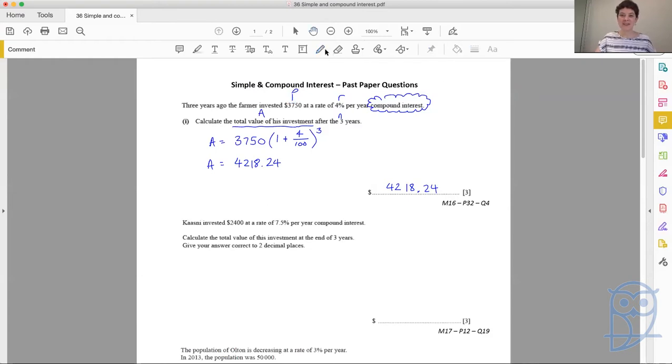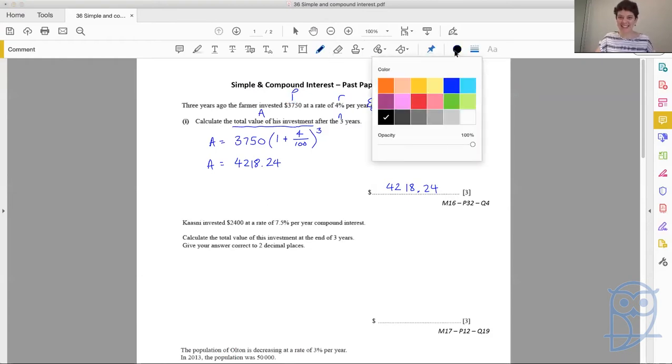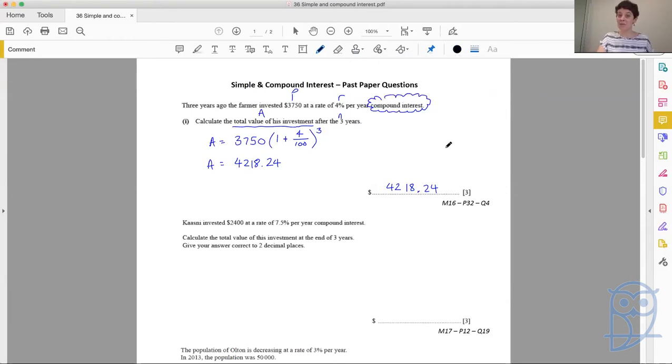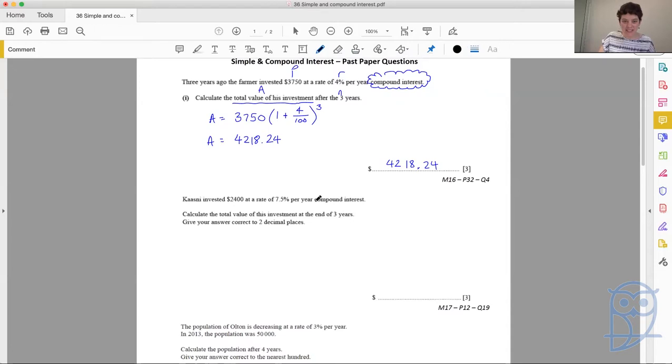We're going to do a little bit of a dodgy on the next question. We're going to change it slightly because I was finding lots of compound interest questions. So let's just change this one here to a simple. We're going to work through exactly the same process as we did on the previous question. So Karsni invested $2,400 at a rate of 7.5% per year, simple interest. Calculate the total value of this investment at the end of 3 years. Give your answer correct to 2 decimal places.